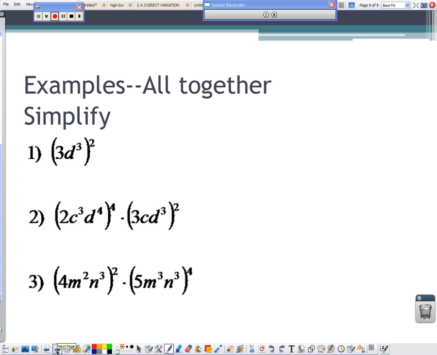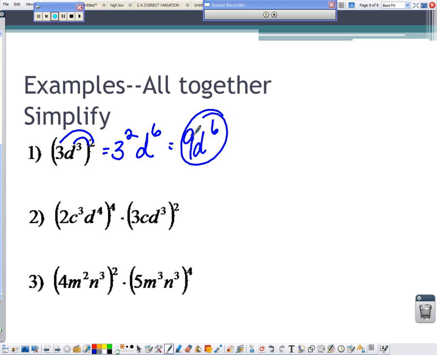So the last set of examples, and these can get kind of long, but remember that these aren't too difficult as long as you remember those exponent rules. Okay? So first of all, remember when I have a power outside a pair of parentheses, I've got to distribute it. So 3 squared, and then I'm going to raise d to the 3 times 2, which would be d to the 6th. So my final answer would be 9d to the 6th.